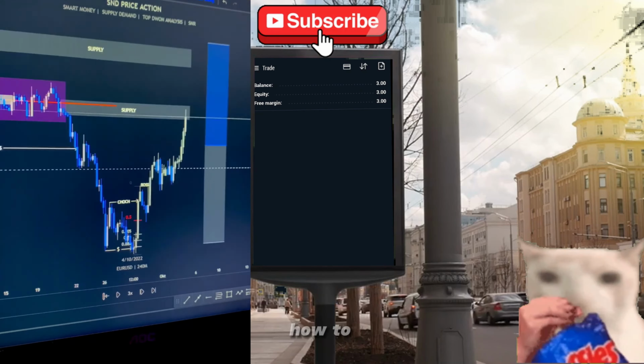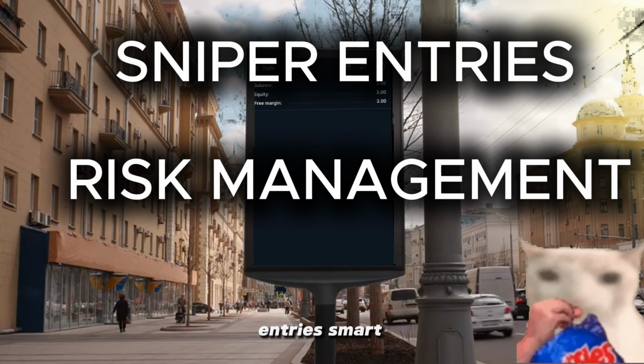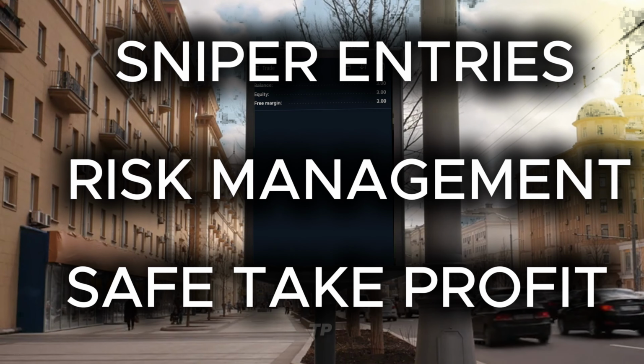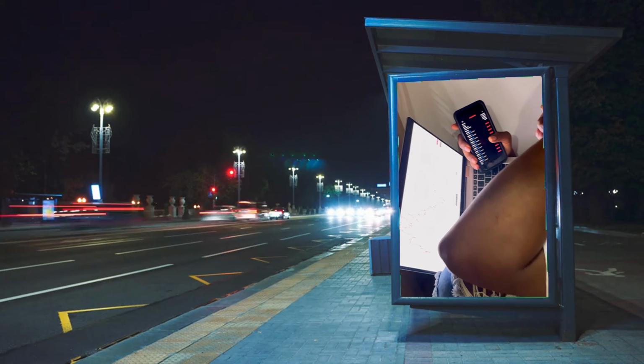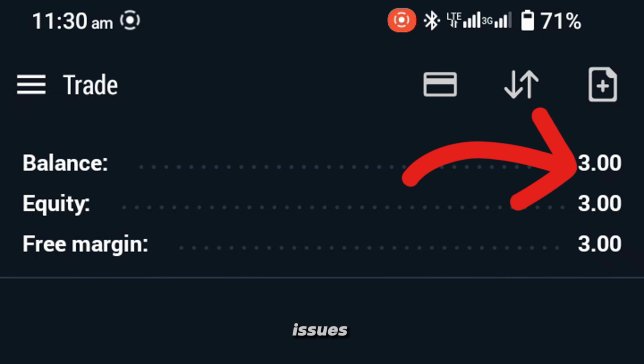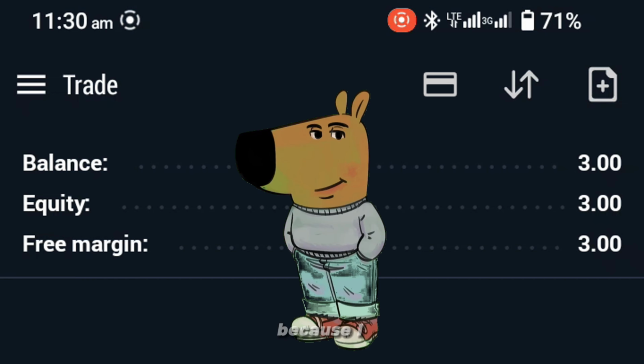Let me show you how to grow a small account like this using sniper entries, smart risk management, and safe TP. This video will help small traders struggling with small capital issues. I will only be trading gold simply because it's my favorite metal. I am not good at trading currency pairs because I choose to only specialize in gold. Watch to the end and keep records of what you will learn today.